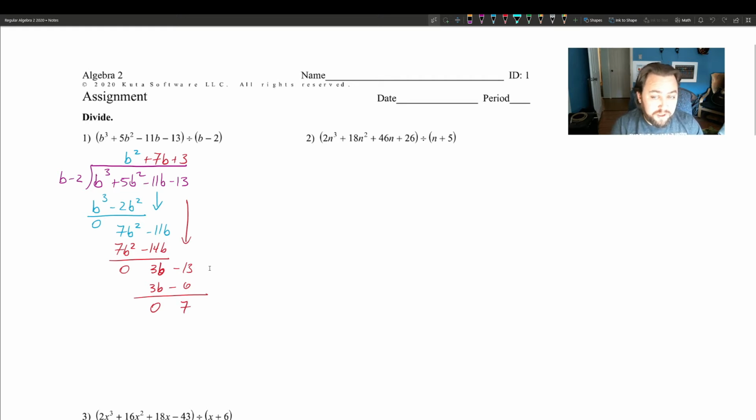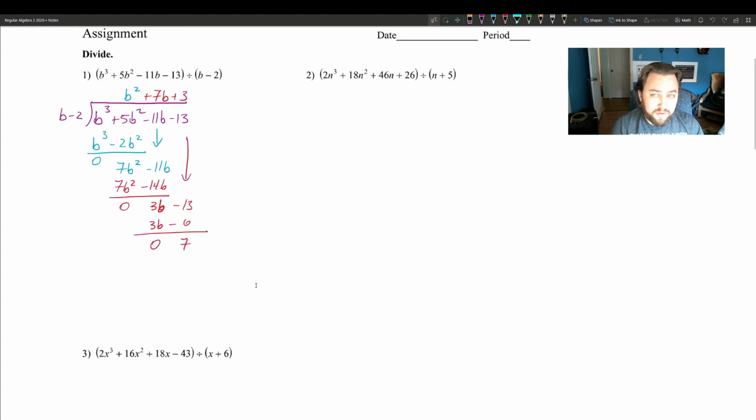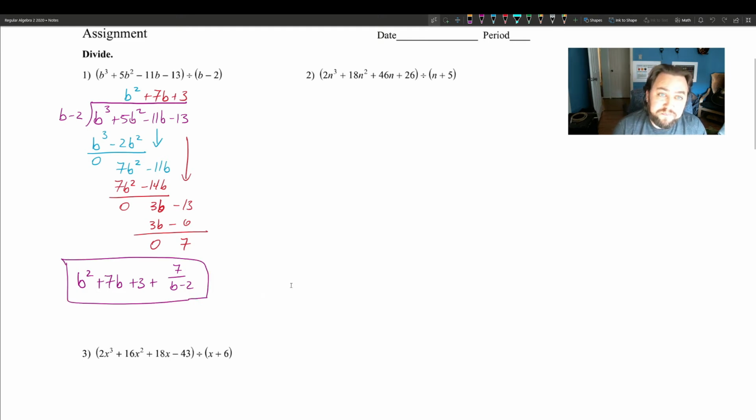We're going to write it just like we did back in like 5th grade whenever you first learned how to do this. So I'm going to go back to my solution up there, which was b squared plus 7b plus 3. And then we're going to put our remainder over our divisor. So that would be plus 7 over b minus 2. And all of that is going to be our answer.